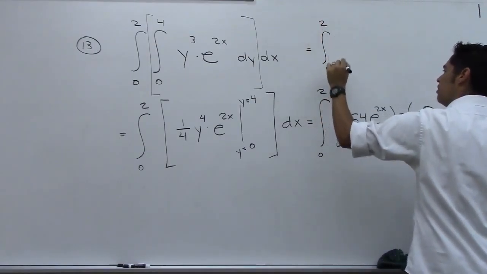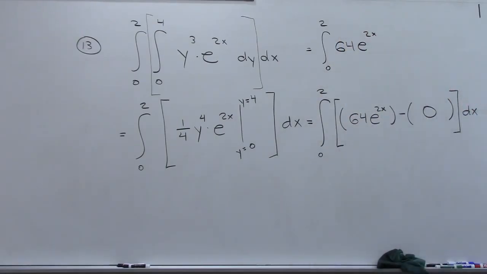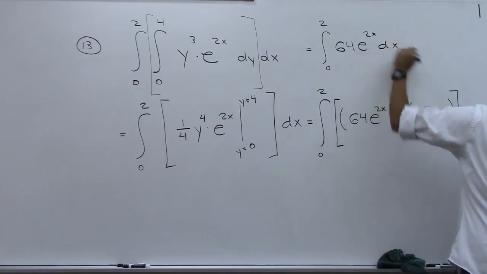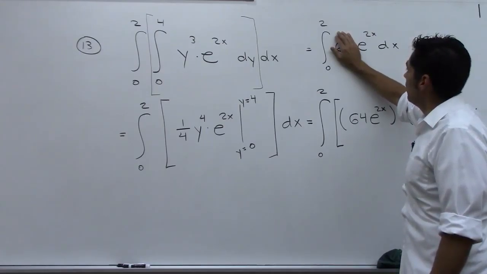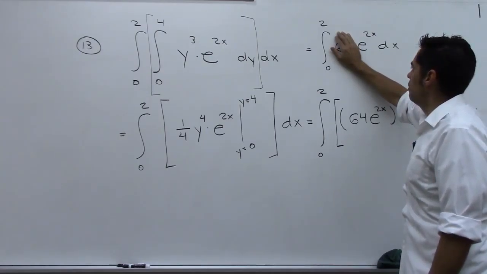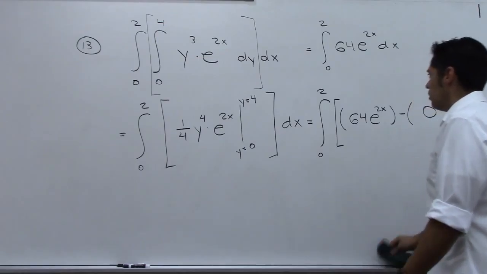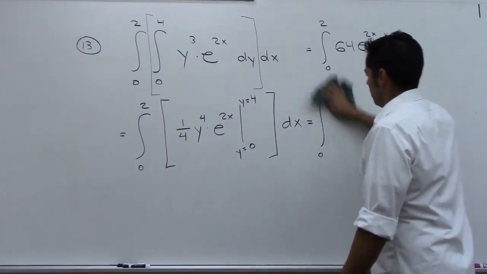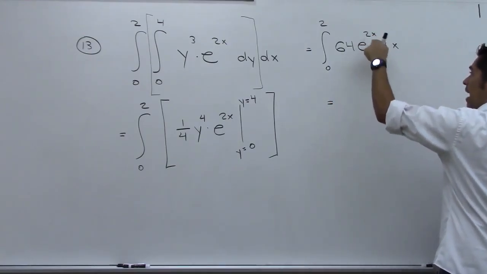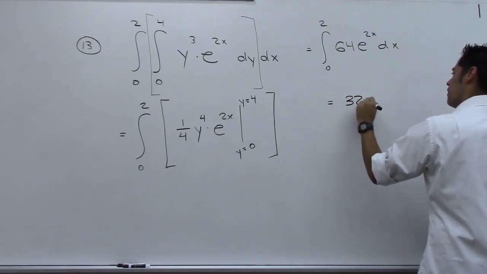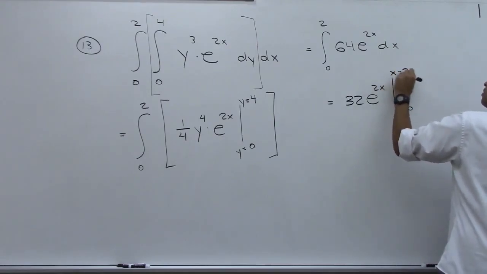Integral from 0 to 2 of 64 e to the 2x dx. Now I can ignore the 64. The antiderivative of e to the 2x is 1/2 e to the 2x. So the antiderivative of e to the 2x is itself, but then you have to scale it by 1/2 because of the chain rule. So this equals, remember I said 1/2, so half of 64 is 32, e to the 2x, evaluated from x equals 0 to x equals 2.